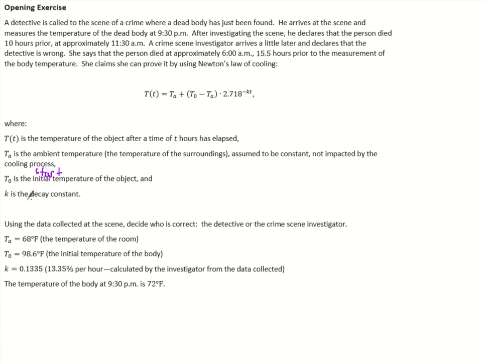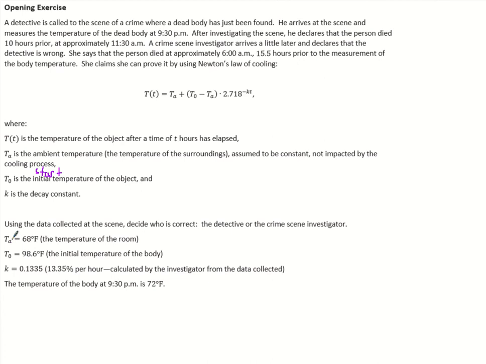And k is going to be our decay constant. Our decay constant is something that's really going to depend on exactly what the thing is that is cooling. It's going to depend on a couple of different things. Luckily, we don't need to find out what k is. They tell us what k is. Using data collected at the scene, we need to decide which of them is going to be correct, our detective or our crime scene investigator.